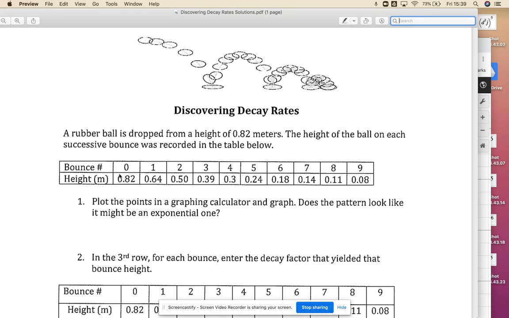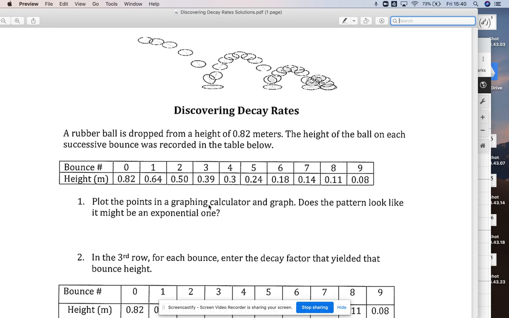So the first bounce, it bounces up. We started off at 82 hundredths of a meter. And after the first bounce, it comes up to 64 hundredths of a meter. So we start up here, 82 hundredths, bounces, comes up to 64 hundredths, bounces again, comes up to half a meter, then 39 hundredths, and etc. So these are the data here.